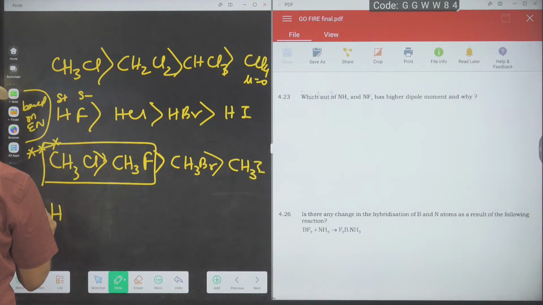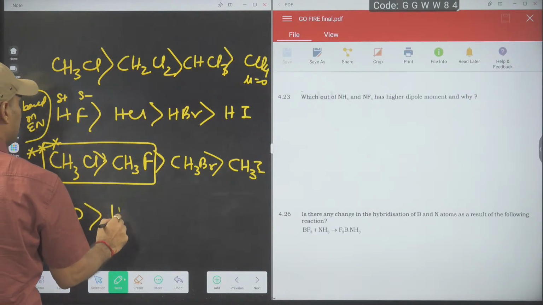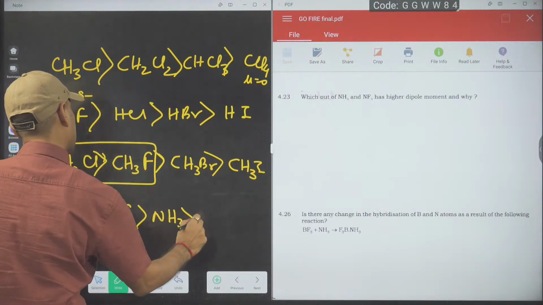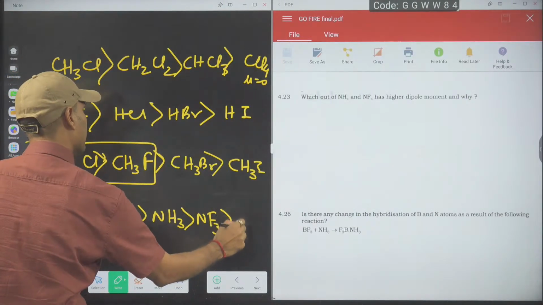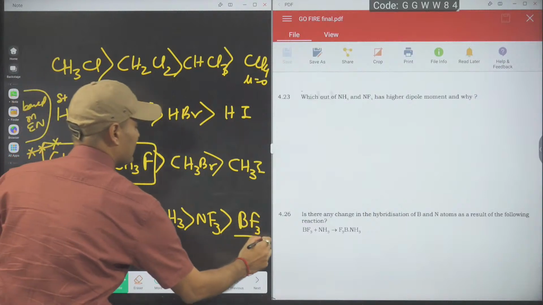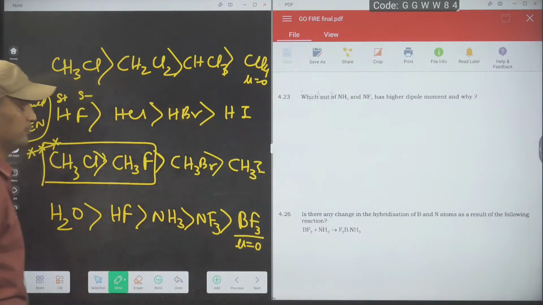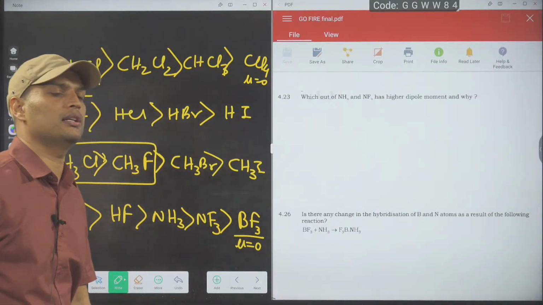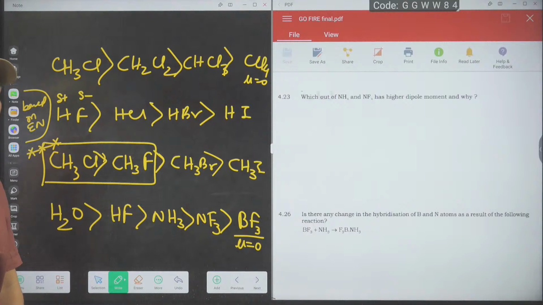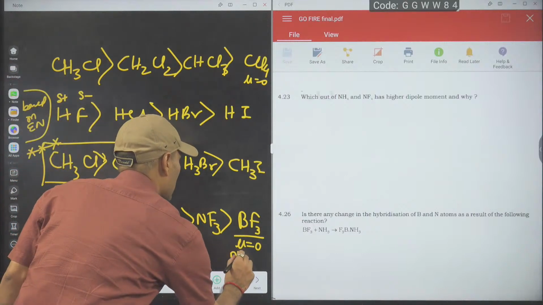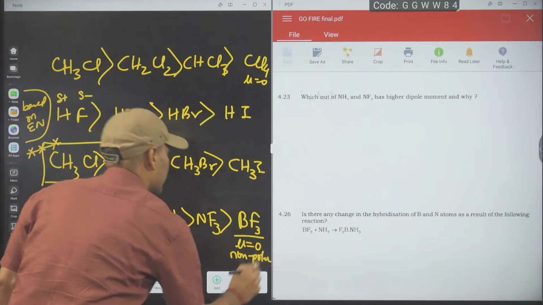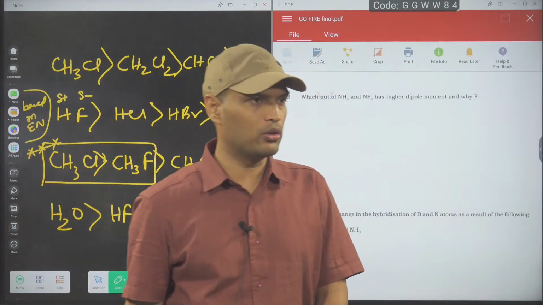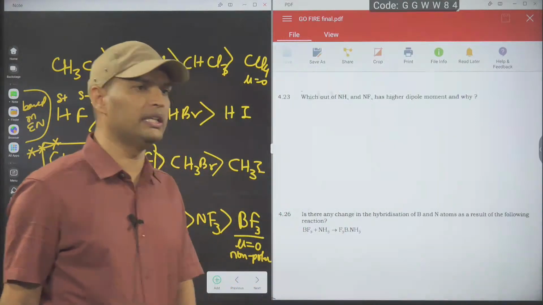And next point, this also we'll have to learn. Water, then HF, then NH3, then NF3, then BF3. BF3 has a symmetrical structure, so dipole moment is 0. We have said whichever has a symmetrical structure, dipole moment is 0. Non-zero dipole moment means it is polar. A dipole moment question can come this year in NEET.